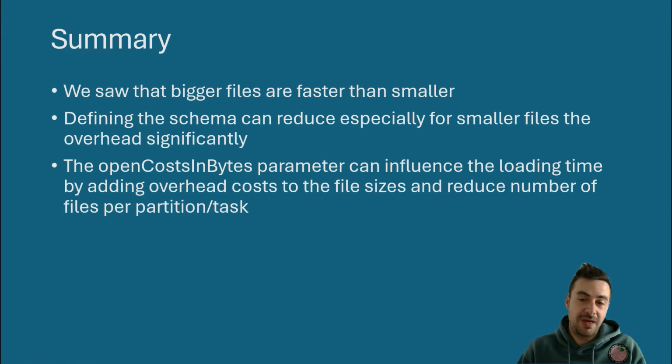To summarize what we saw today, we saw that bigger files are faster than smaller files, and you should find a solution, if possible, to make the files bigger. Defining the schema can reduce the metadata overhead significantly, especially for smaller files. And the last thing we saw just now is that open cost in bytes can influence the loading time by adding overhead cost to the file sizes. And this of course reduces the number of files per partition, or increases the number of partitions we have.